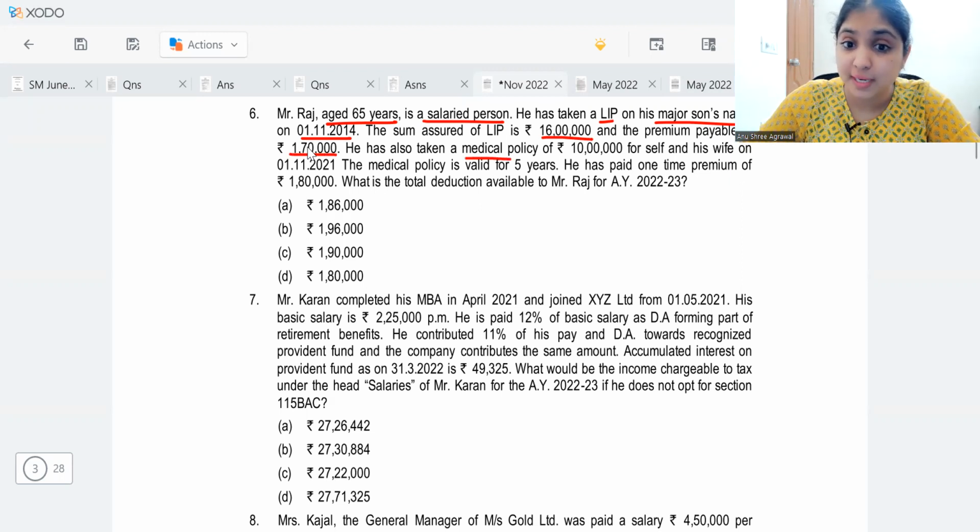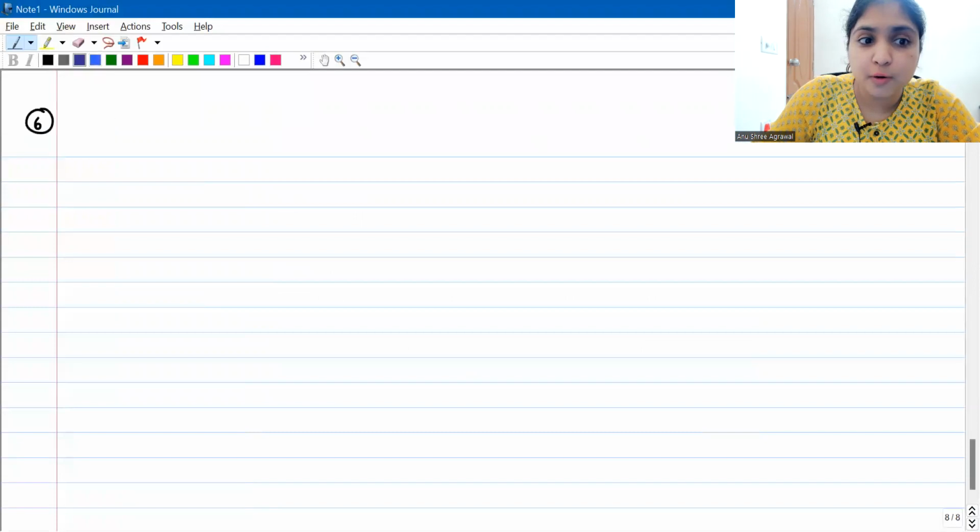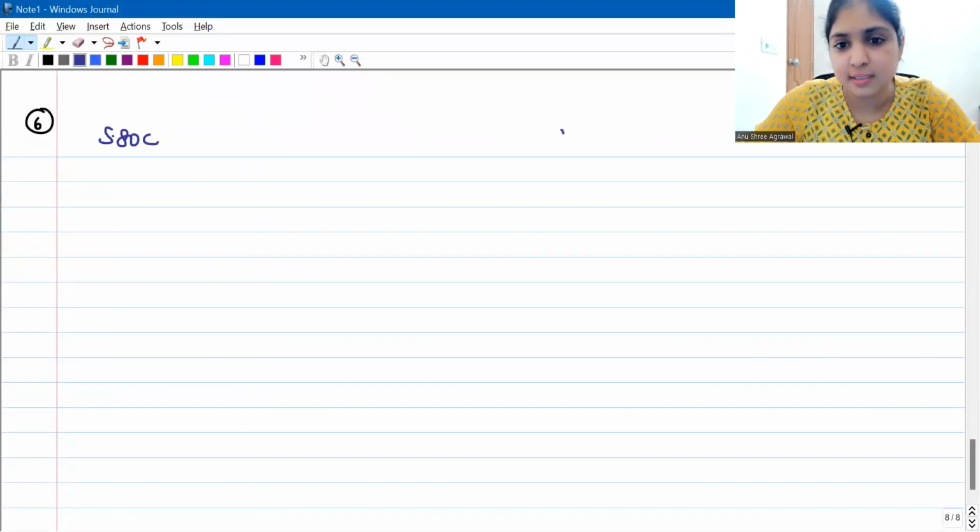He has also taken a medical policy of 10 lakhs for self and his wife on 1st November 2021. Medical policy is valid for 5 years. He has paid one-time premium, lump sum premium of 1,80,000. What is the total deduction available to Mr. Raj for assessment year 22-23? I'm very sure just by reading the question, they're asking us the total deduction. You would have already thought about two sections, section 80C and section 80D, right?